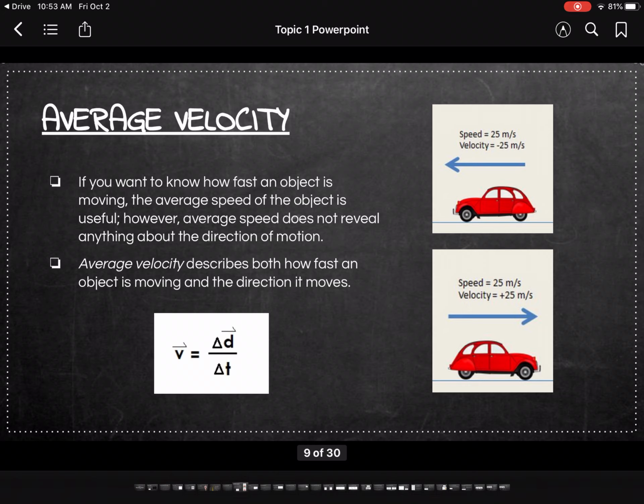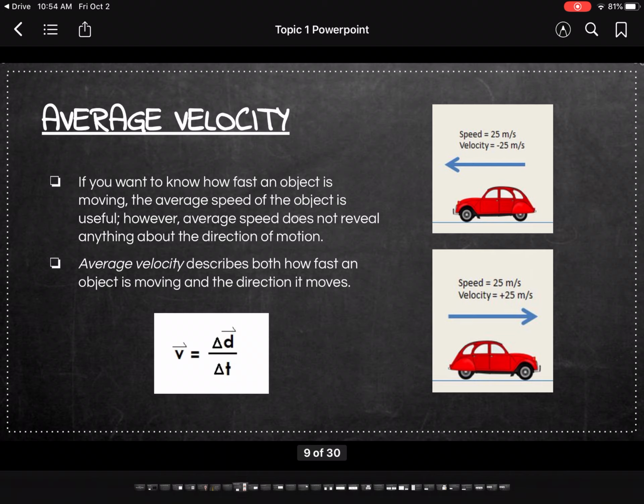Okay? Average velocity is next. So it says if you want to know how fast an object is moving, the average speed of the object is useful. However, average speed does not reveal anything about the direction of motion. So if I told you I was going 100 kilometers an hour, you'd be like, okay, great.